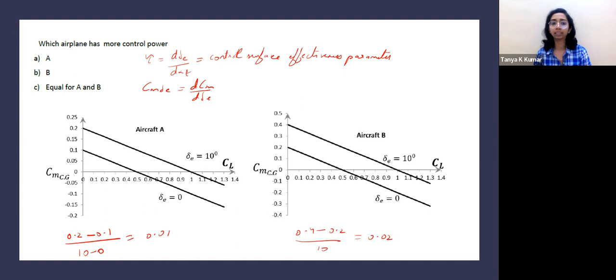So aircraft B has a higher CM delta E. That is, less deviation in delta E produces more CM, right? So it has a steeper slope with respect to CM and delta E, so it has more control power. Do not confuse CM delta E and tau. Tau is the control surface effectiveness parameter. CM delta E is the control power, control surface power. So just calculate these values for the two graphs, and we can see that B has more CM delta E, so it has more control power.